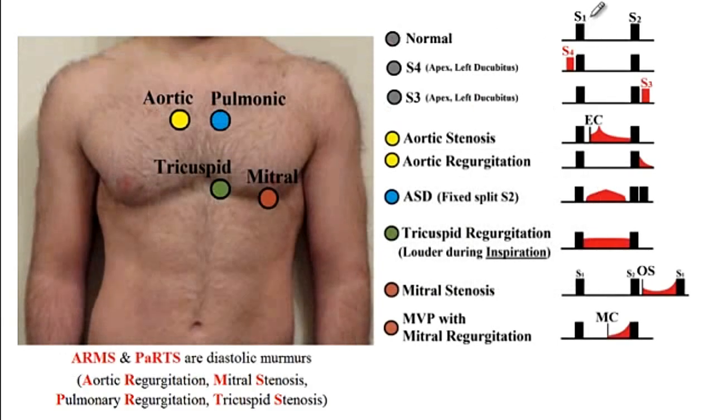And as you can see, it's like lub-dub, S1, S2, S1, S2.